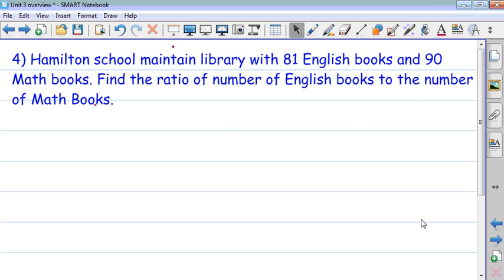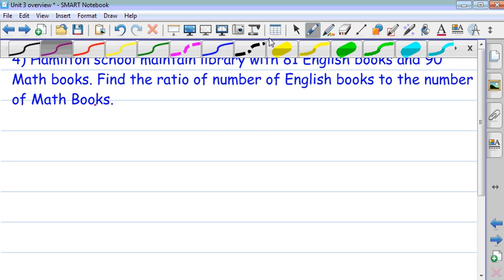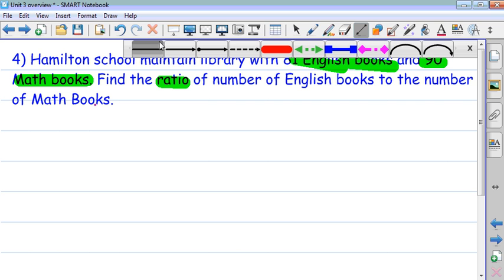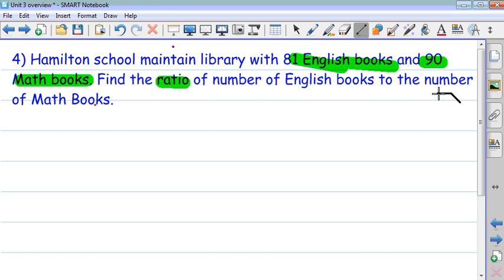Number 4 is this. It says the Hamilton School maintains a library with 81 English books and 90 math books. Find the ratio of numbers of English books to the numbers of math books. So right off the bat, I'm going to highlight 81 English books and 90 math books. You'll see that there's a keyword ratio that will box in, and we underline the last sentence, which is the question or instructions.